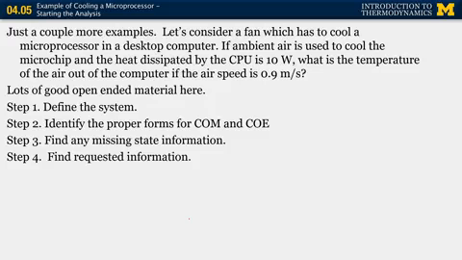Okay, so we're going to take a look at one more example before we move on to some additional concepts. I want you to consider in this system a microprocessor. Let's take a desktop computer or a laptop computer. And in your desktop computer, those CPUs or those microprocessors are cooled using a fan. So we're using ambient air to cool the microchip. And let's assume the microchip dissipates about 10 watts of energy.